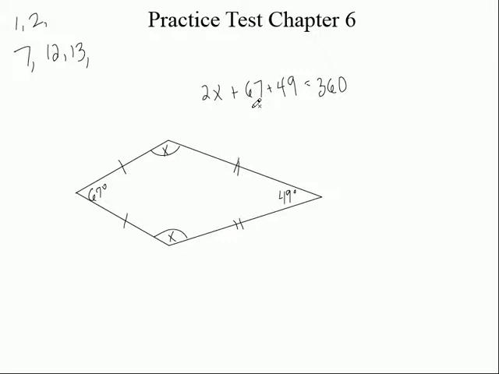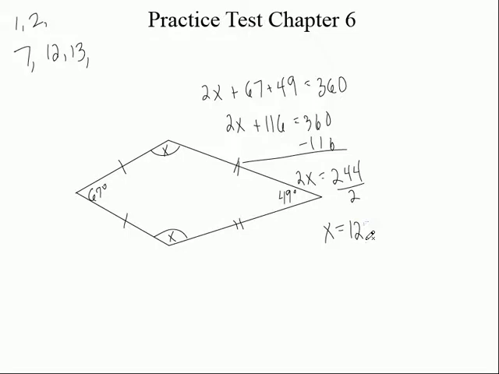And that's it. So let's do that. 2x plus 116 equals 360. Subtract 116. So 2x equals 244. Divide by 2, x is 122. Is that the answer? Yep, it is. It says find angle D, which is just this angle right here. So that's 122 degrees. That's all there is to it.